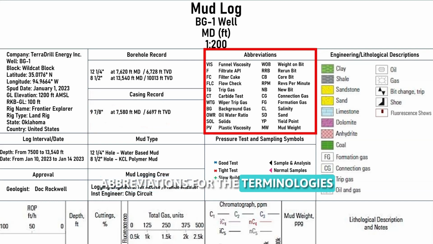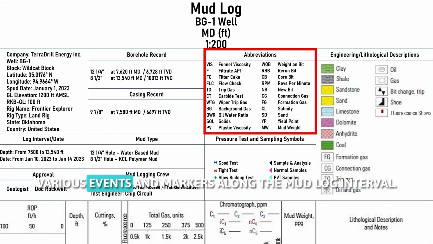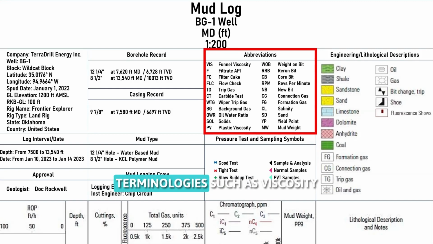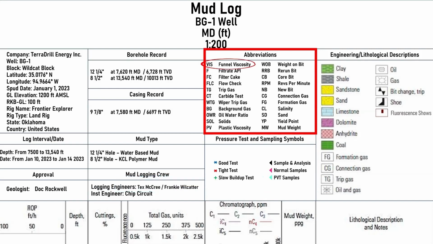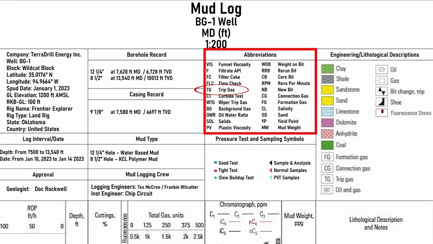Abbreviations for the terminologies used in providing descriptions. This section provides information on the various abbreviations used in documenting various events and markers along the mud log interval. Information on abbreviations for common operational terminologies such as viscosity, weight on bit, filtrate, filter cake, flow check, trip gas, and the like are presented in this section.